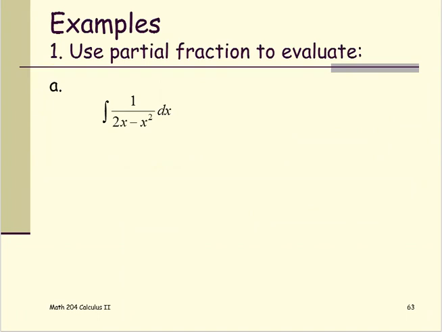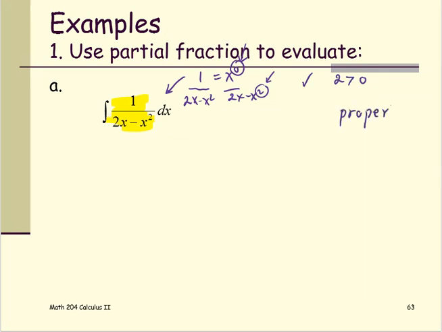The first one says we're going to use partial fractions to evaluate this integral. The integral, as you see, is in fraction form. This one is considered a proper fraction because the numerator 1 means x to the 0 power, divided by 2x minus x squared. So the power 0 in the numerator, 2 as the highest power of the denominator. Check, because 2 is greater than 0. That means the integrand is already in proper form, so we don't have to do the long division.